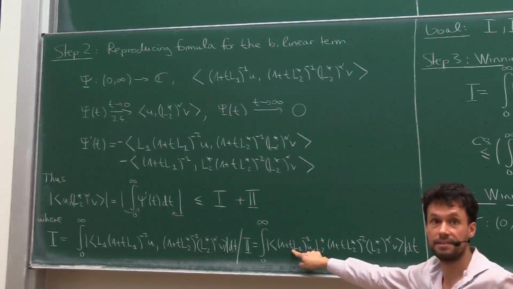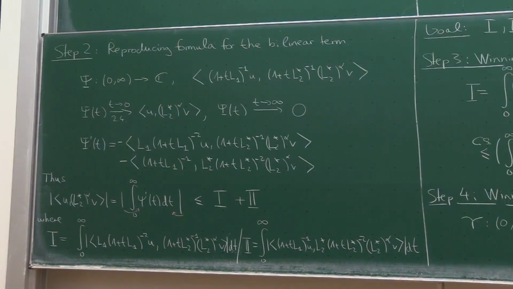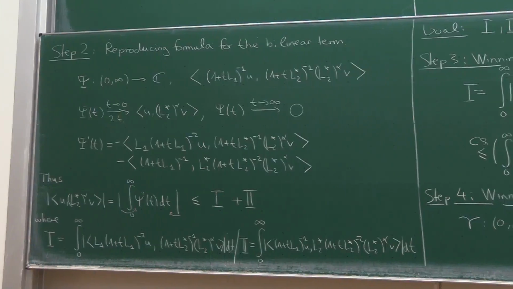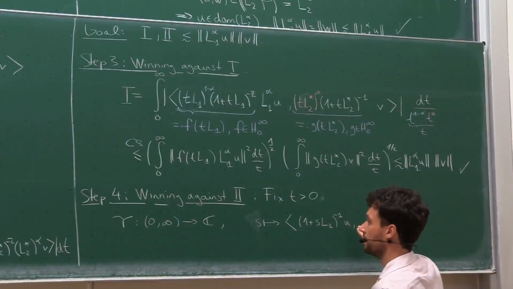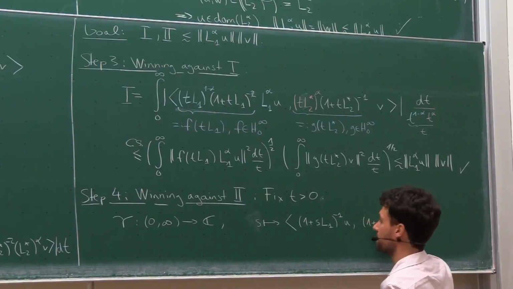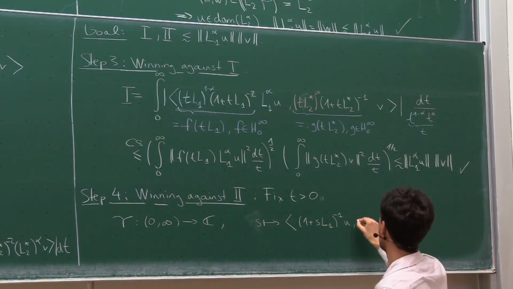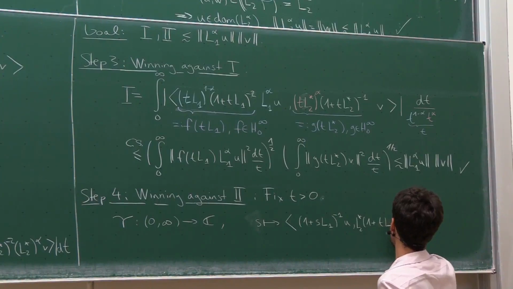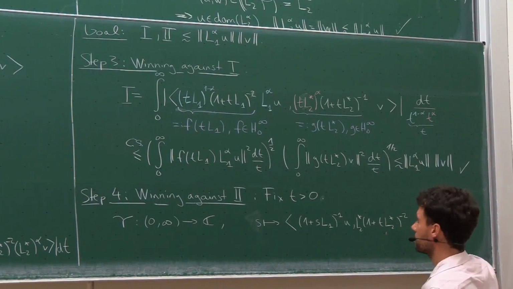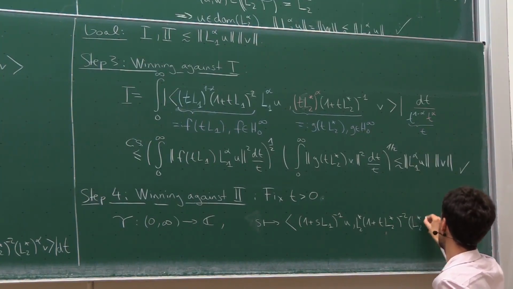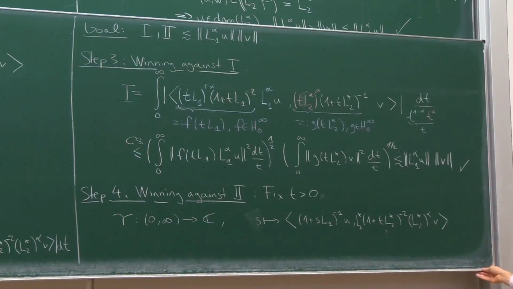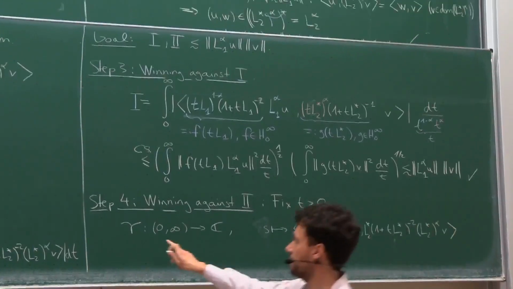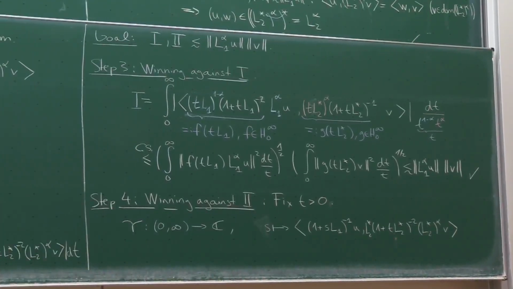I just pretend that this t was actually a variable s. So I put 1 plus s L1 to the minus 1 of u, and the other term I keep fixed. 1 plus t L2 star to the minus 2 L2 star to the alpha of v. All right, so that when I evaluate this function at position t, it's giving me exactly what I have.